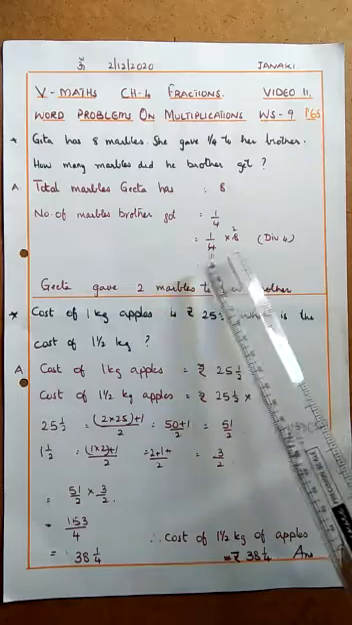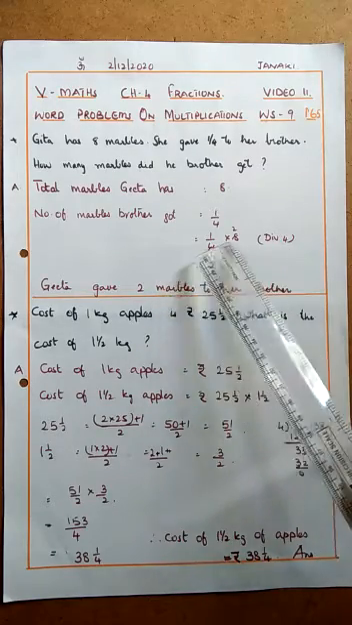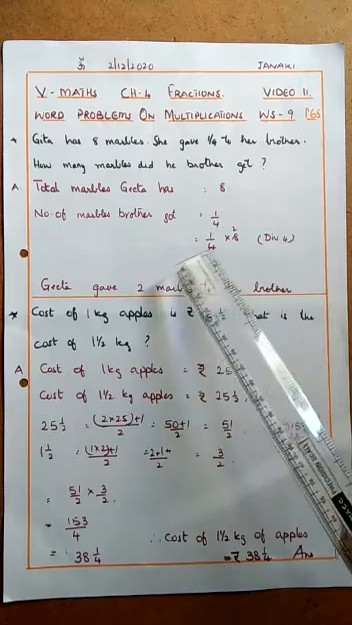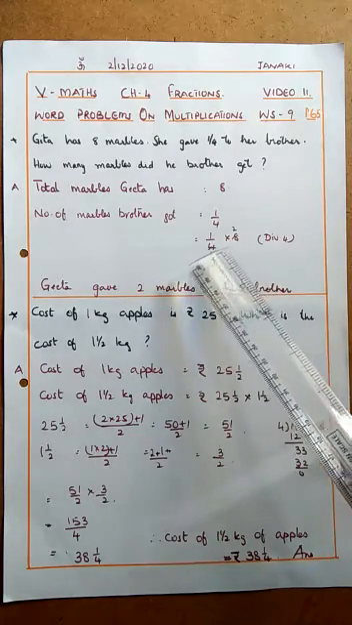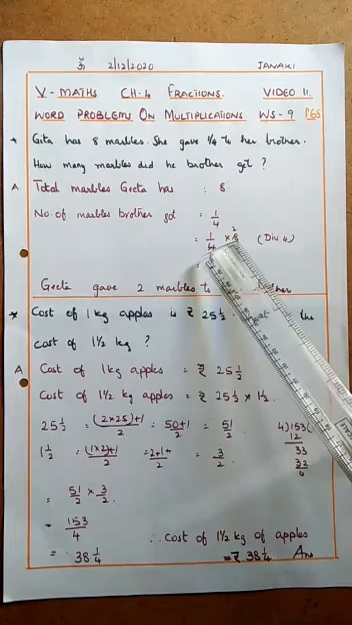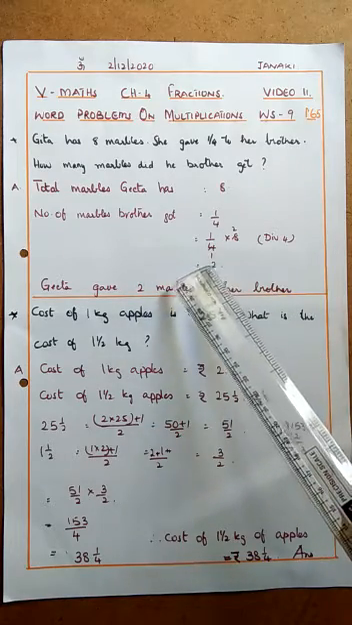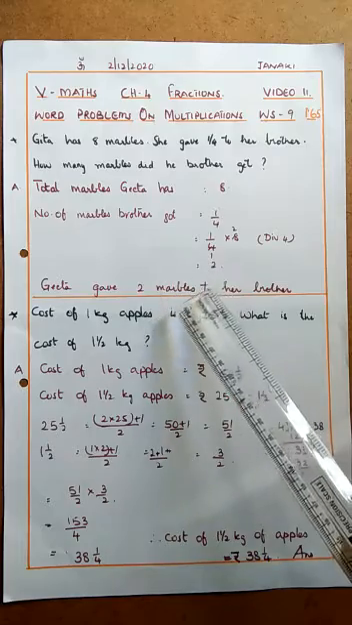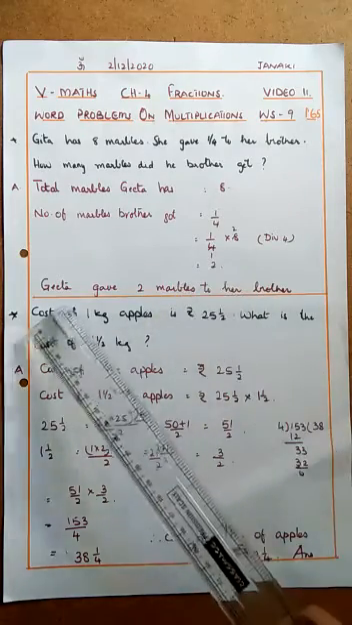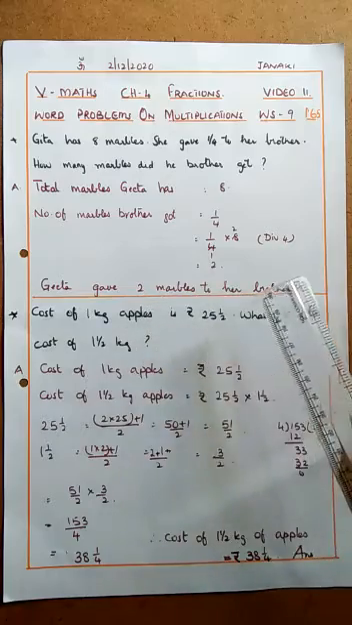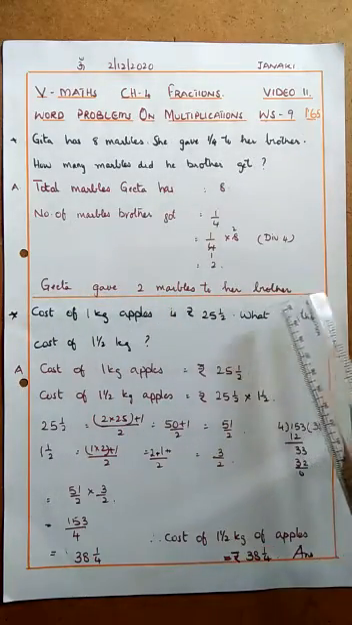So here 4 is a factor of 8. So let us divide 4 and 8 by 4. 4 in 4 goes one time and 4 in 8 goes 2 times. So now in the numerator you have 1 into 2, that is 2, and in the denominator you have only 1. So 2 by 1 is equal to 2. So Geeta gave 2 marbles to her brother. Geeta has 8 marbles and she gave 2 marbles to her brother.